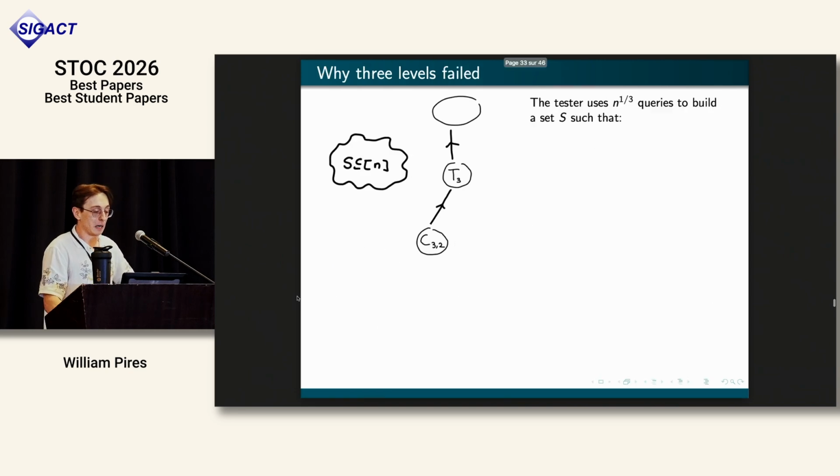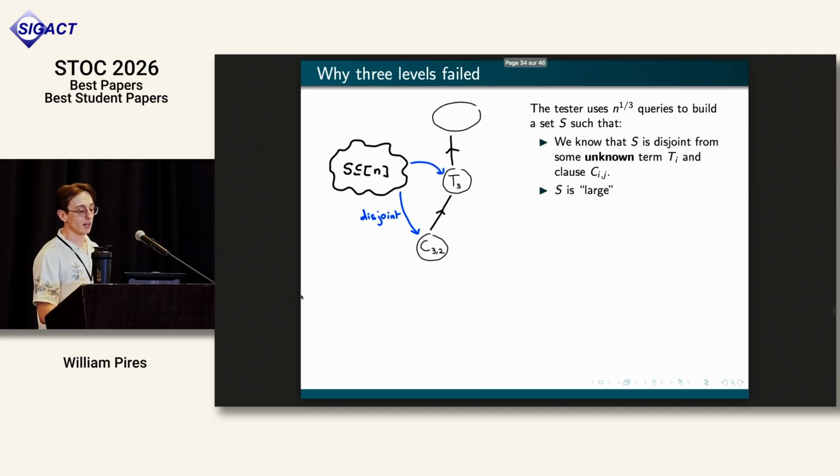So why is that the case? I'm going to try to explain to you the algorithm that finds a violation using n to the 1/3 many queries. So the algorithm has a really nice subroutine which allows you, in n to the 1/3 many queries, to build a set S, which is a subset of the coordinates, which has 2 cool properties. So S is a large set, whatever large means, it's large. And S is going to be disjoint from a term and a clause below it. So you don't know what this term or this clause are, they're random. You just know that this set S is actually disjoint from them.